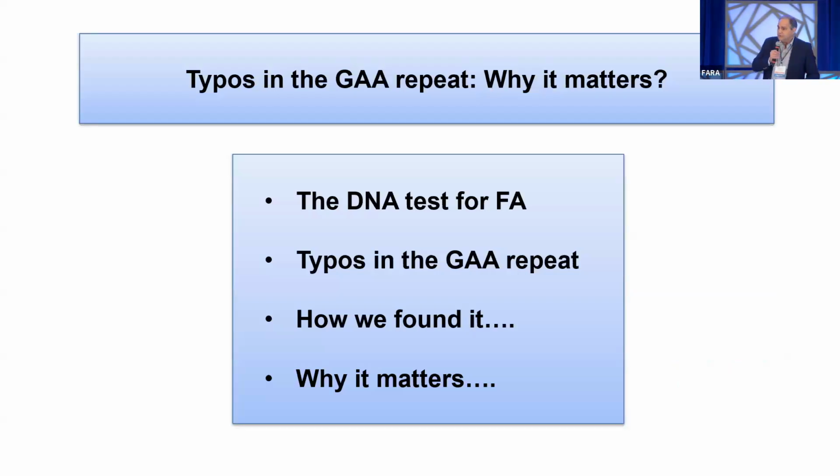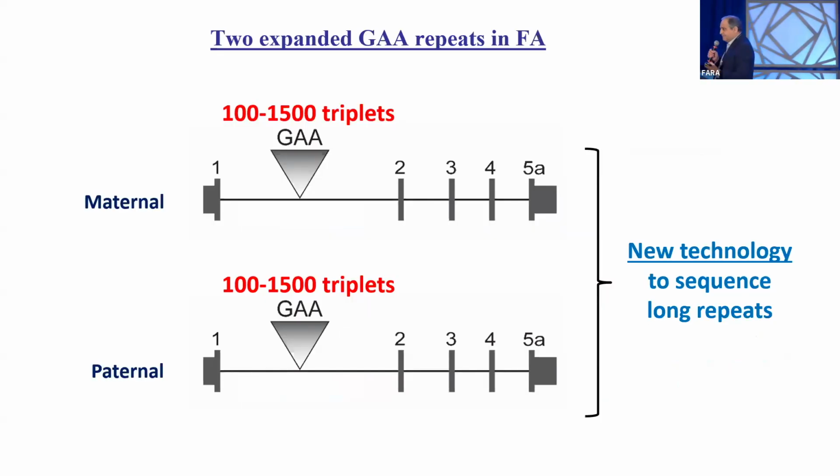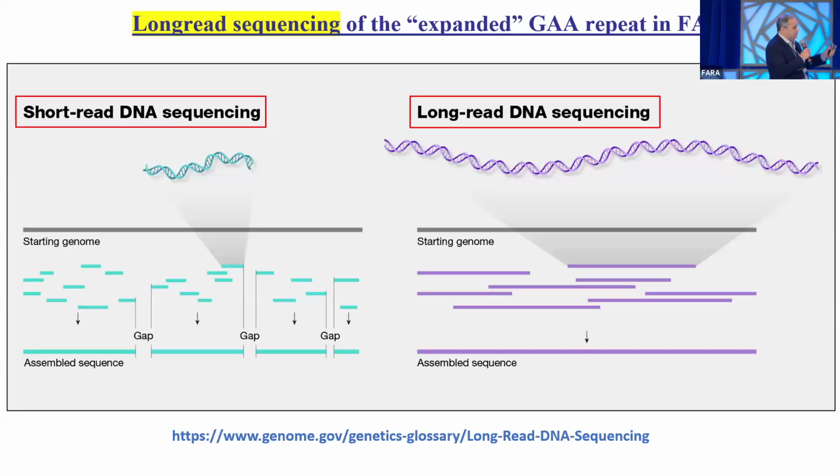Now, typos in the GAA repeat. There's actually new technology that allows us to read through these long sequences. On the left, you can see the most common way genome sequencing works is you read in short read sequences. So if you have 30 repeats, 20 repeats, 18 repeats, you can read right through it with this short read technology. But now we have this new thing called long read DNA sequencing.